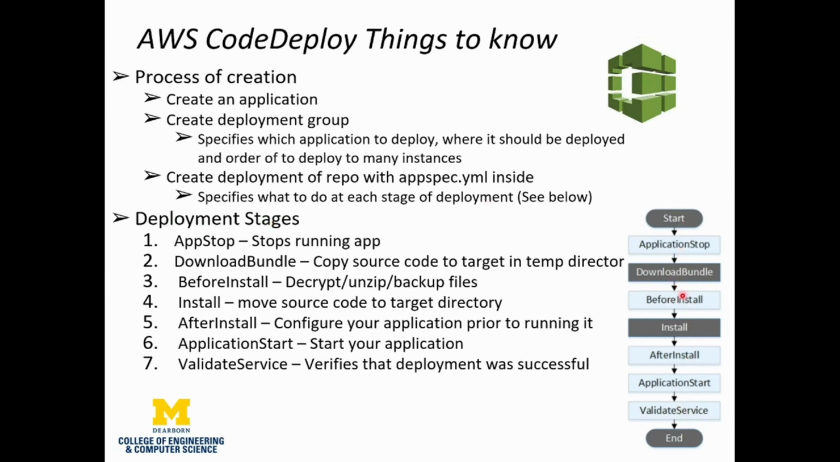So these deployment stages, actually there can be many of them. We saw that in the app spec, but we only use two, the application stop and start. But the idea is that these are the sequences of events that happen when you deploy something. So the first thing is to actually stop the app, then to download the new one, then install the new one, but obviously decrypting or unzipping it first if you need to in the before install. Installing it is moving source into the target directory. Then the install is actually configuring the application to run, like what do you need to do before you start it, and then you actually start it using the application start step. And then finally the validate service verifies that deployment was successful or not. And that summarizes CodeDeploy.